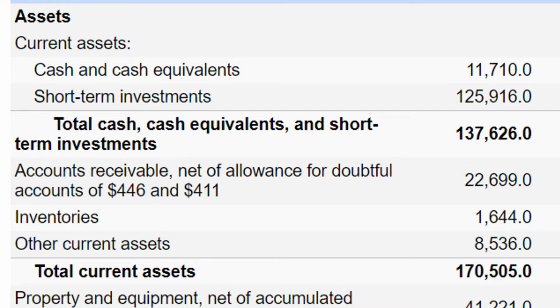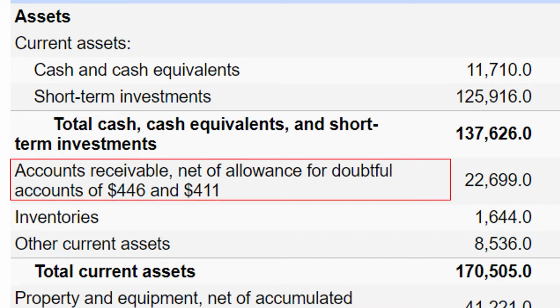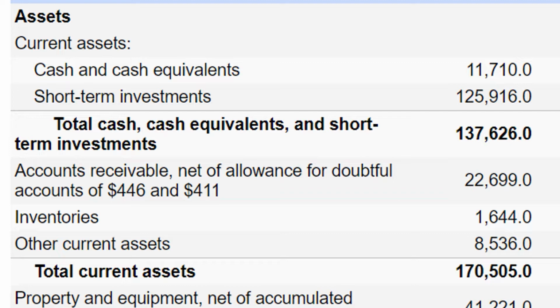Next, you have accounts receivable. That is net of allowance for doubtful accounts. What that means is accounts receivable is money that the company is to receive for goods that it has sold on credit to customers. So let's say I sold you an item and you told me you would pay me later. That amount that you owe me goes on the balance sheet as an account receivable.